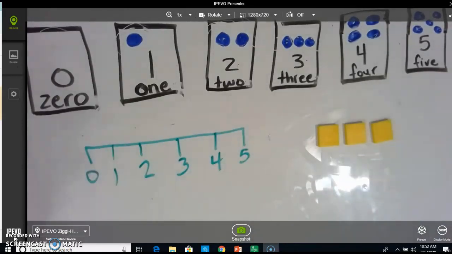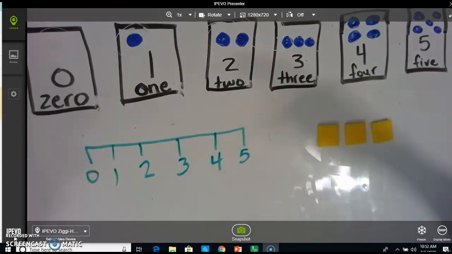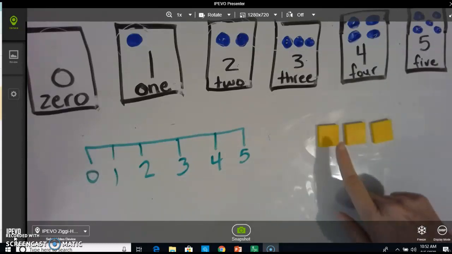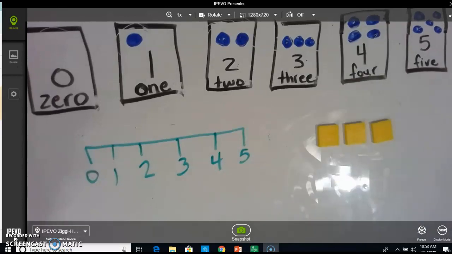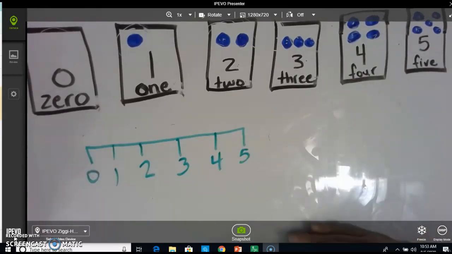All right, I want you to count these in your head. When you are ready, I want you to say how many you have. Okay, when I say ready, ready? Say it. 1, 2, 3. How many you have? 3. How many? 3. Very good.